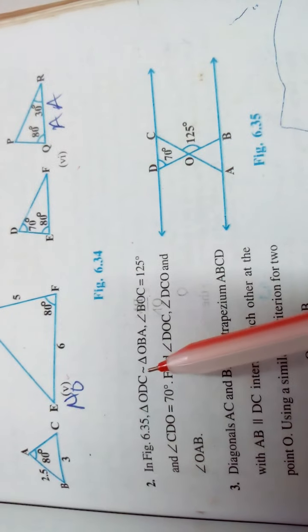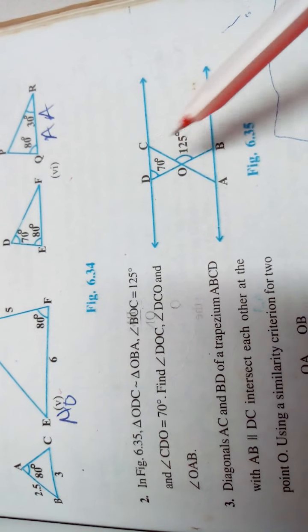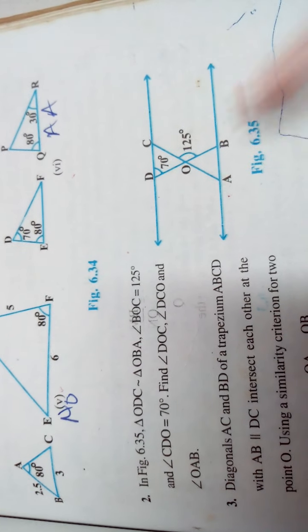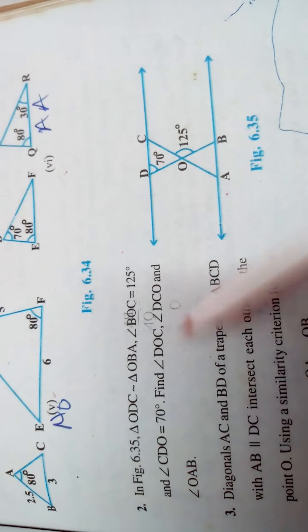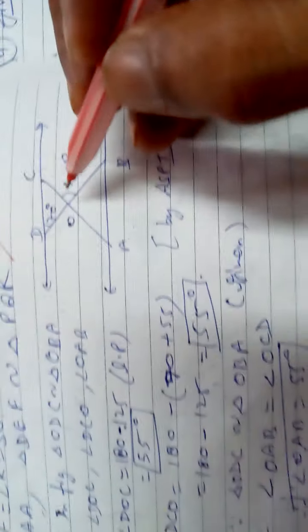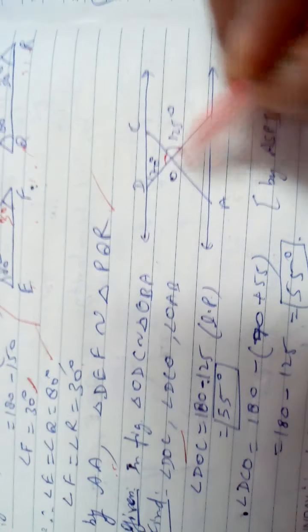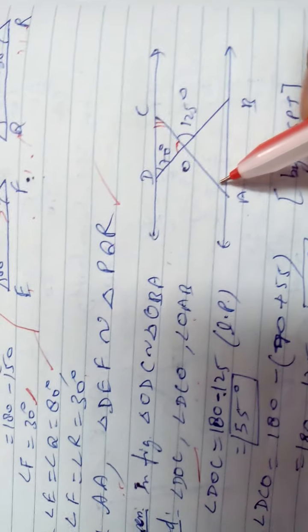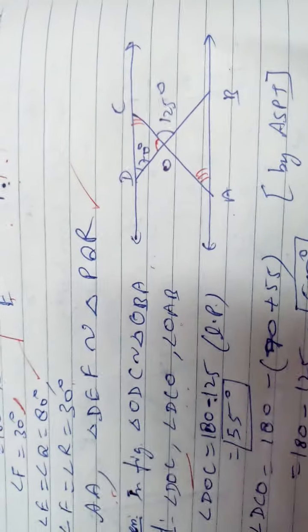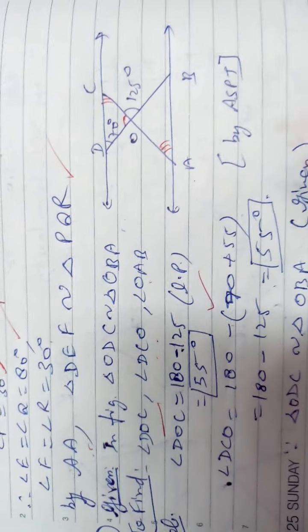Now question number 2 you see. In question number 2 it is given triangle ODC similar to OBA, but it is not given that the lines are parallel. Two angles are given, you want to get these three angles. What are these three angles? You want to get angle DOC. DOC means this angle, DCO means this angle, and OAB means this angle. This you want. First of all, this by linear pair, 55 degree.